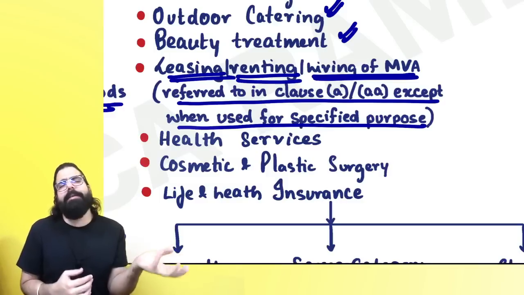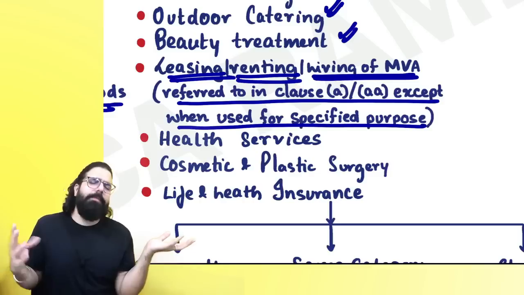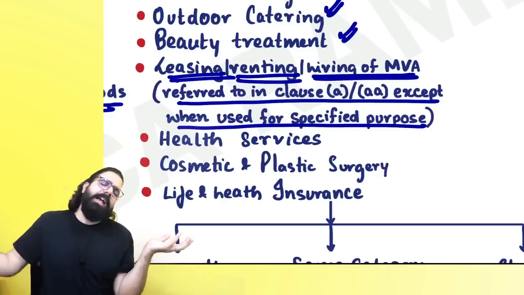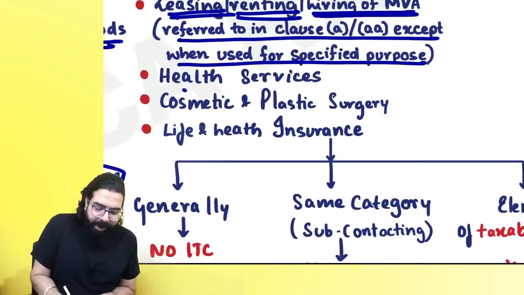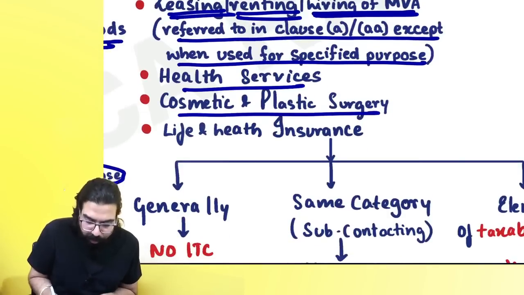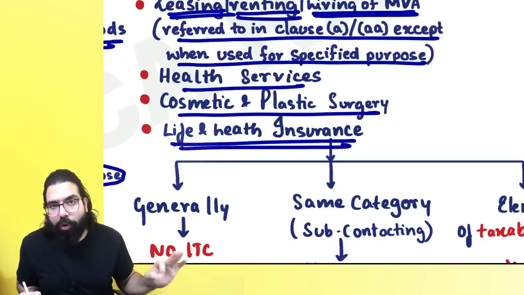If I give lease or rent of a motor vehicle, vessel, aircraft, then sir, if I buy the motor vehicle, vessel, aircraft, I get the credit. If I take it on lease also, I will get the credit. The next one over here is health services, you don't get the credit. Cosmetic and plastic surgery, you don't get the credit. Life insurance and health insurance, you don't get the credit.